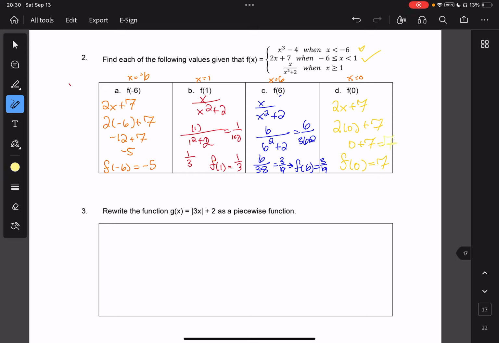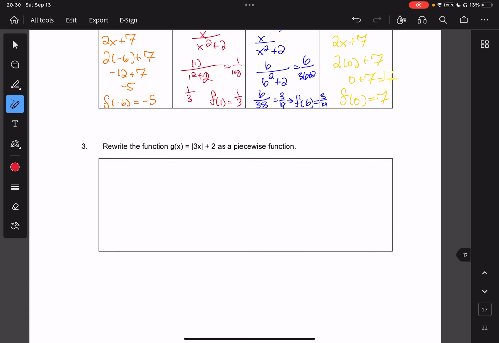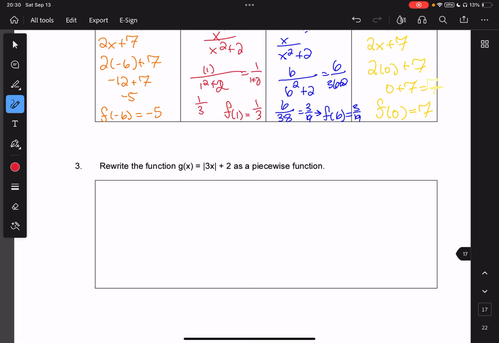And see how we didn't use our x cubed equation at all for any of these values? Because we weren't given a value that fits with that. So sometimes they might ask you for piecewise functions and they won't ask you to use every single equation, or you won't have to use every single equation. Okay, so let's go to 3.